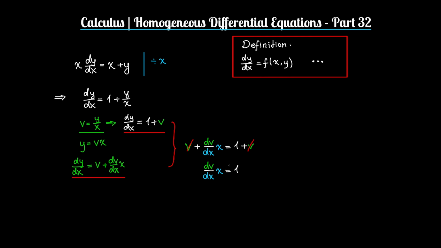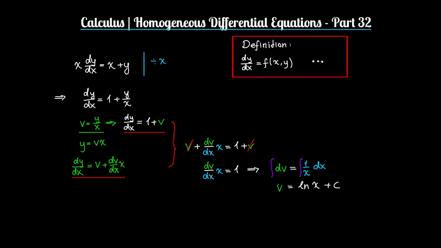And now we can solve this using separation of variables. What I get is dv equals to 1 over x dx. And finally now I can integrate both sides. On the left-hand side, we're basically integrating a 1, so what you get is just a v. On the right-hand side, we will get ln of x and of course a plus c.